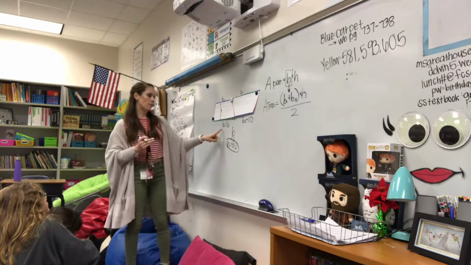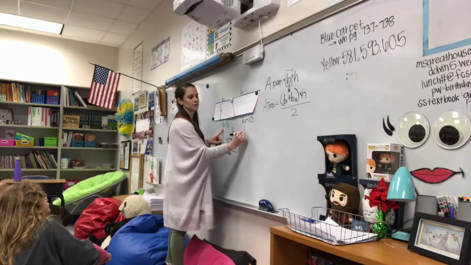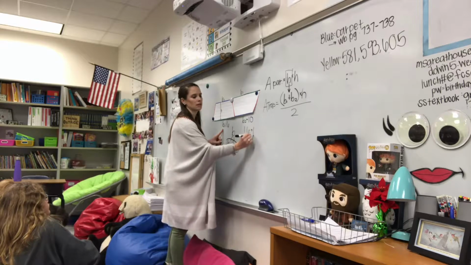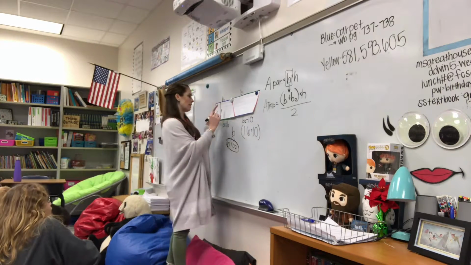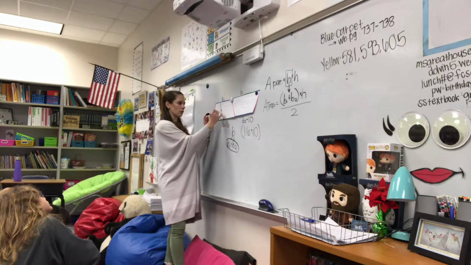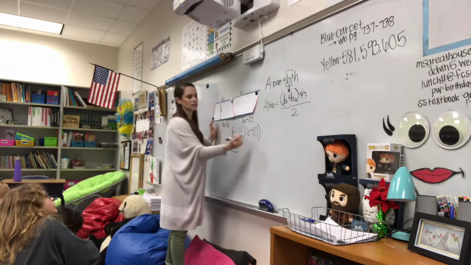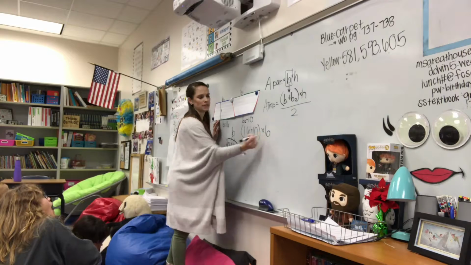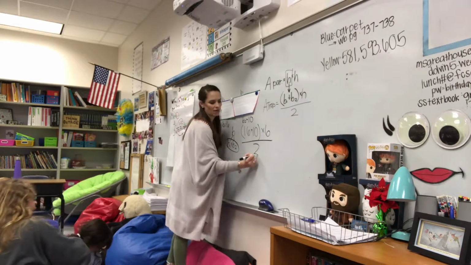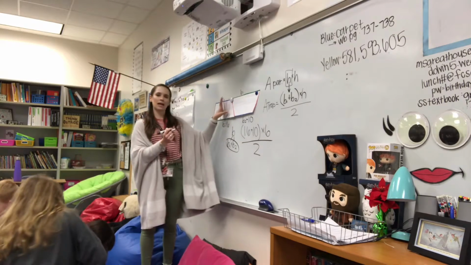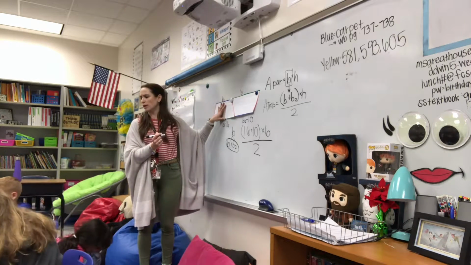So base 1 for me is 16. So I'm going to do 16 plus base 2, which is 10. Then my height is 1, 2, 3, 4, 5, 6. So I'm going to multiply those by 6. And after I do that, I'm going to divide that all by 2 so that I can get the area of just one trapezoid.